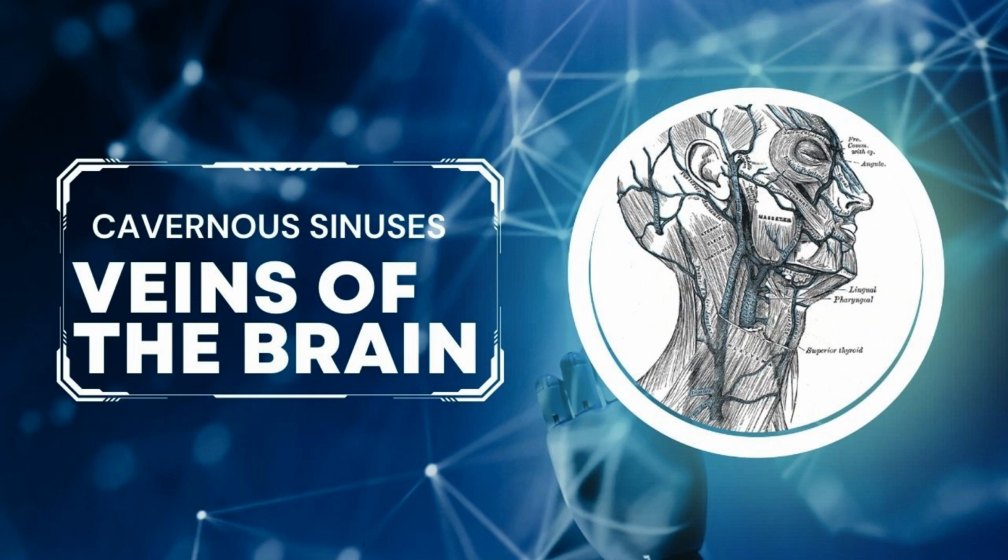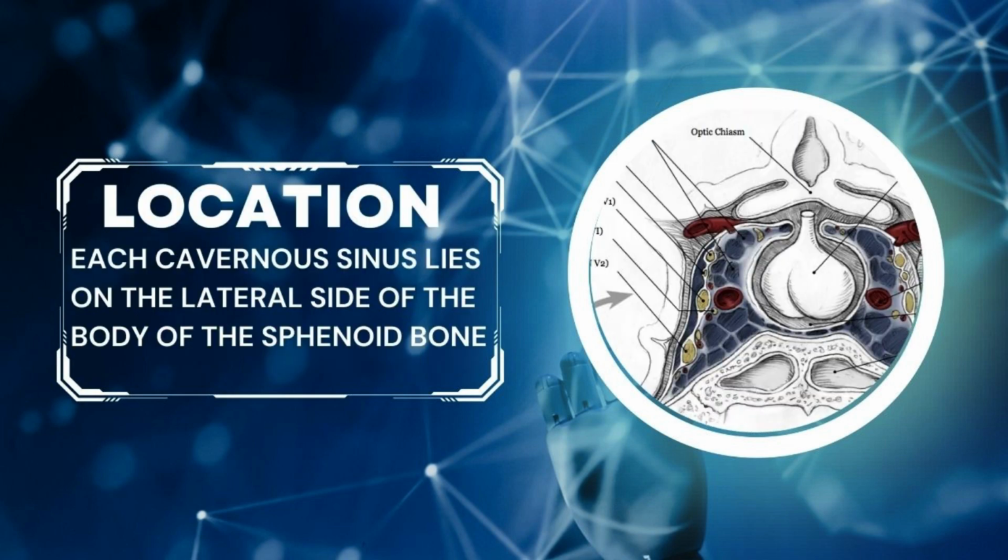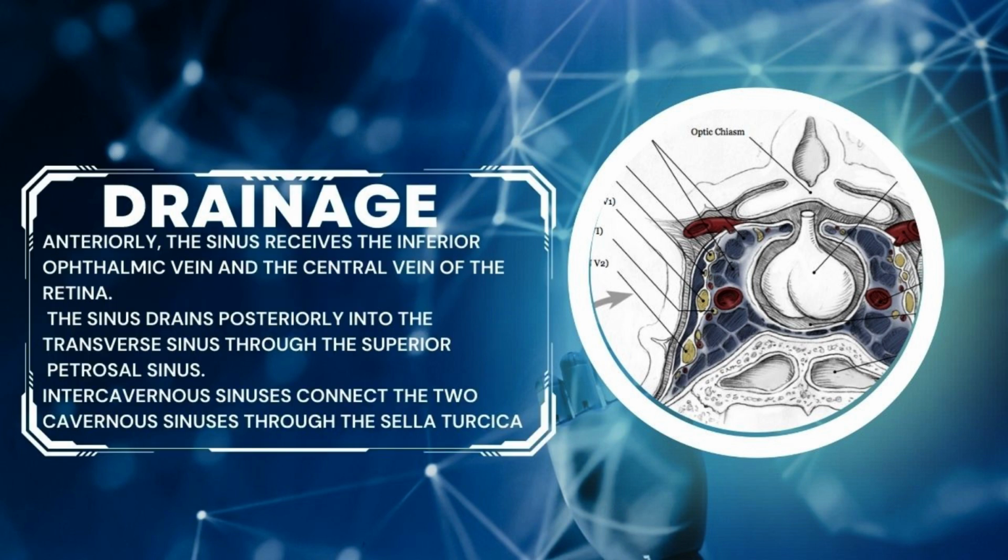Hello, in this video we are going to talk about the cavernous sinus. Each cavernous sinus lies on the lateral side of the body of the sphenoid bone and is located on either side of the pituitary fossa. Anteriorly, the sinus receives the inferior ophthalmic vein and the central vein of the retina. The sinus drains posteriorly into the transverse sinus and the superior petrosal sinus. Intercavernous sinuses also connect the two cavernous sinuses across the sella turcica.